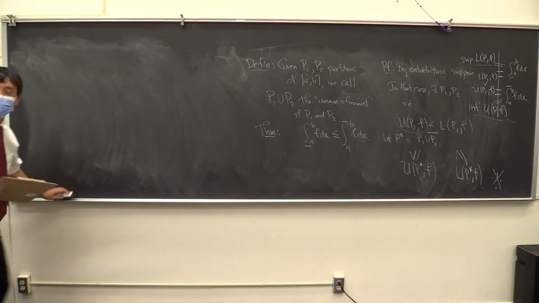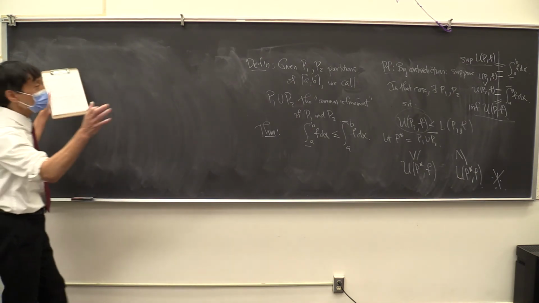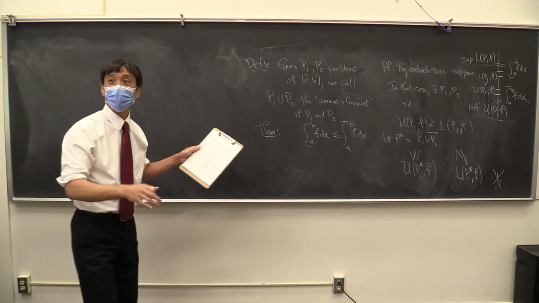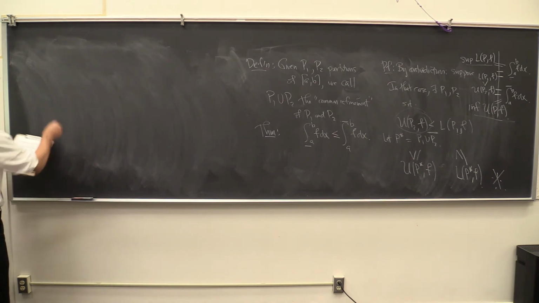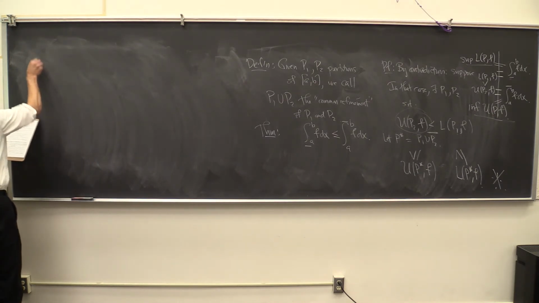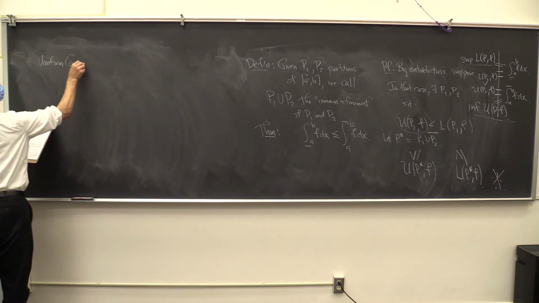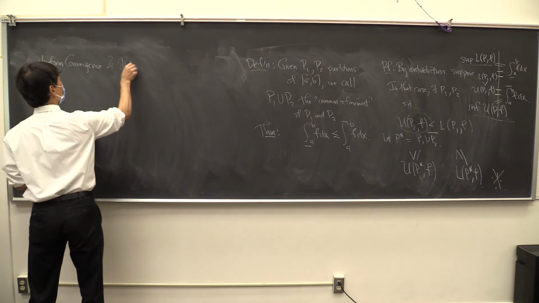Okay, let's get going. Okay, let's go on. So that was your crash introduction to Riemann integration. Now we're going to give a result about uniform convergence and integration.